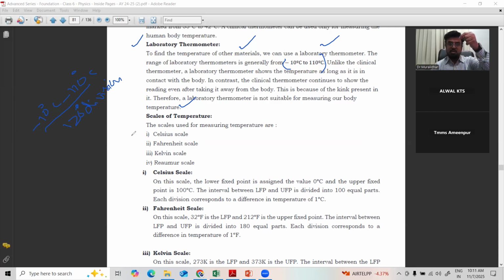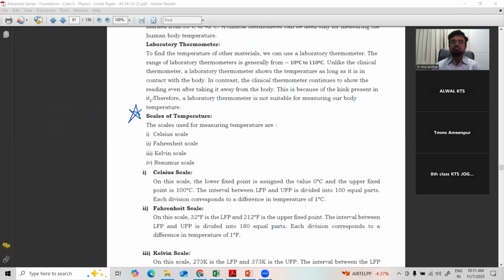The thin wire I told you about, the kink, stops the mercury from falling after expansion. Right? The kink helps us so that even though you remove it from the mouth, the temperature remains the same for some time. That is the reason we use the clinical thermometer for our body temperature, not the laboratory thermometer. Okay? This is clear.